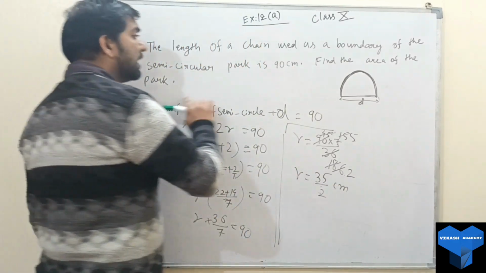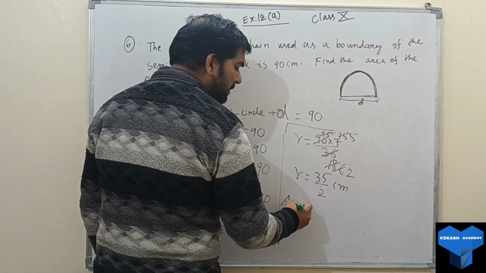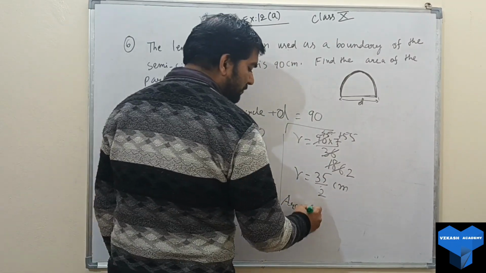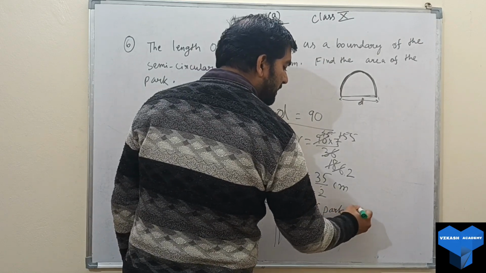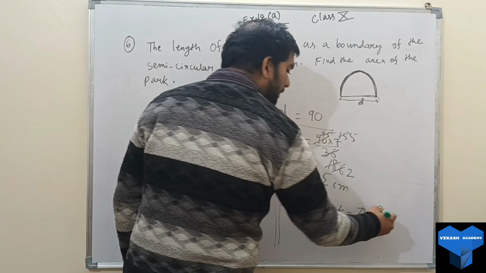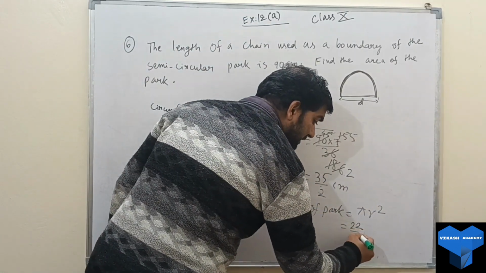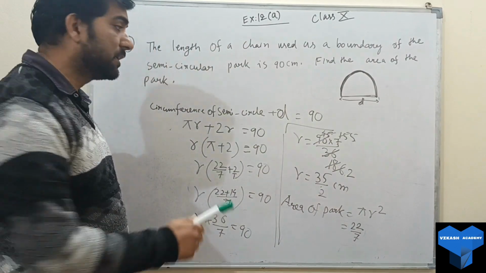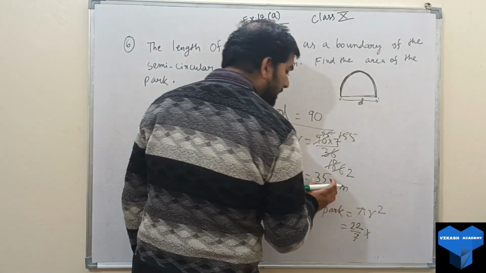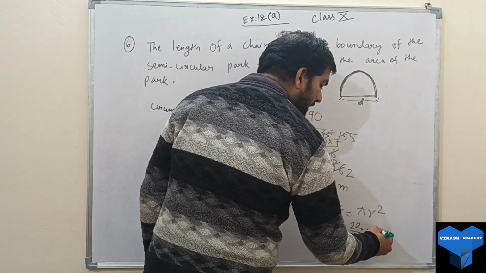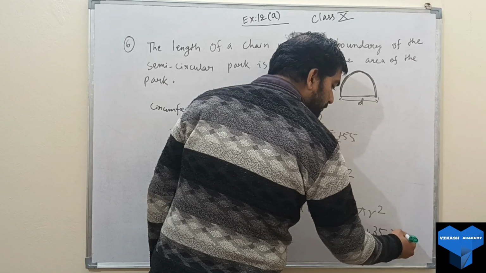What we need to find? Area of park. They are not saying area of the semicircular park, just area of park. So we will use the same formula as the area of a circle, that is pi r square. Pi will be 22 by 7. R we have 35 by 2. R square means 35 by 2 into 35 by 2.